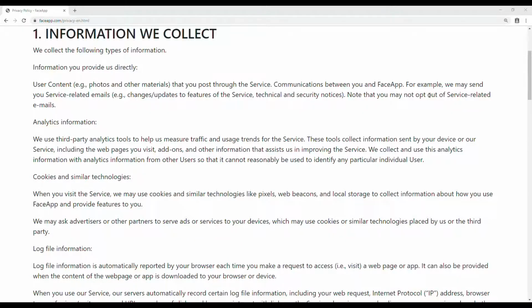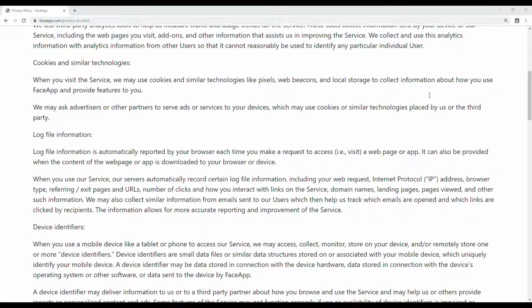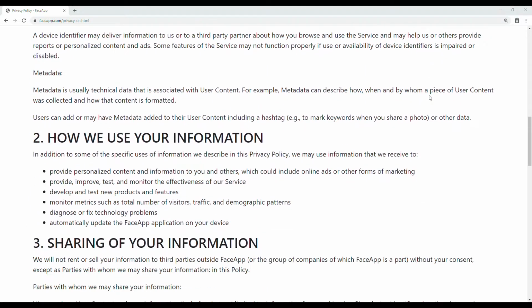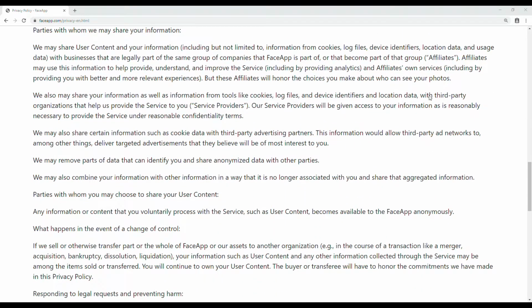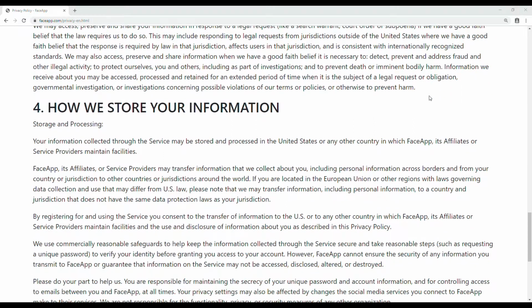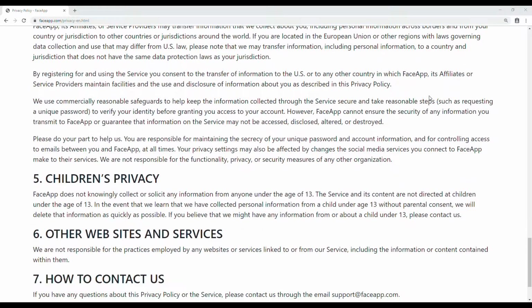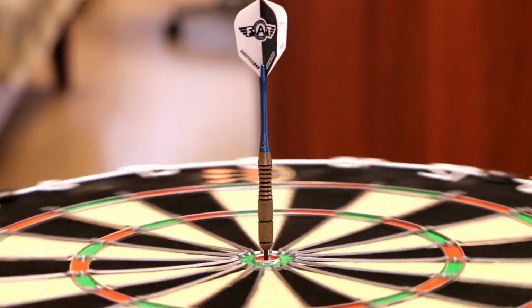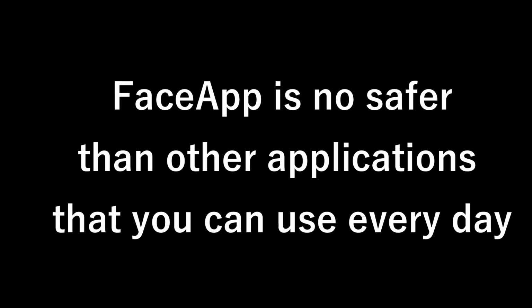The application's agreement policy, which is under controversy, indicates that FaceApp may collect and use your photos and names for any purpose in any country at the discretion of the company. Due to the controversy, everyone is thinking about whether FaceApp is safe or not. The short and precise answer to this question is no. However, FaceApp is no less safe than other applications that you use every day.